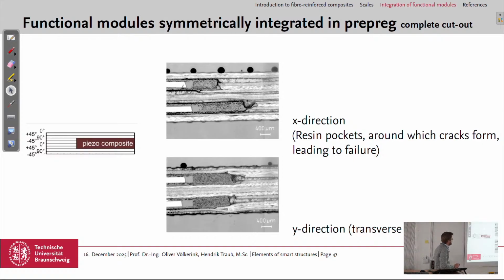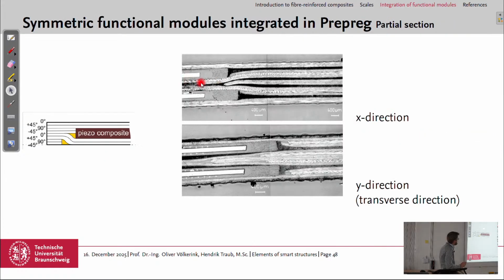Then the second option was the complete cutout, which you can see here, functional module and nearly the same height, so 3 plies were cut to have the same thickness of the laminate in total, not thicken it, just to the functional modules, some plies going through this and this one, and here you have the partial cut plies, and for the scale, this small white bar is 400 micrometers.